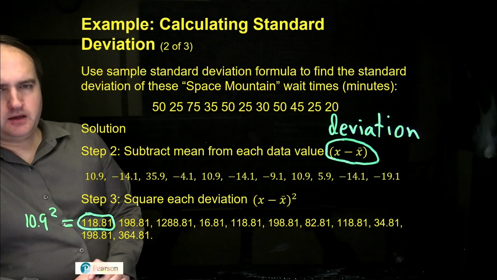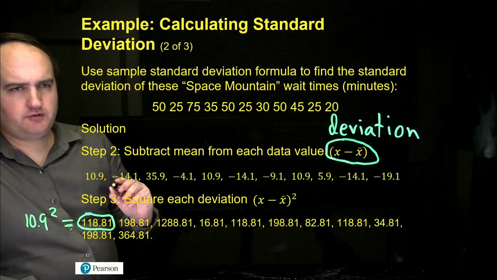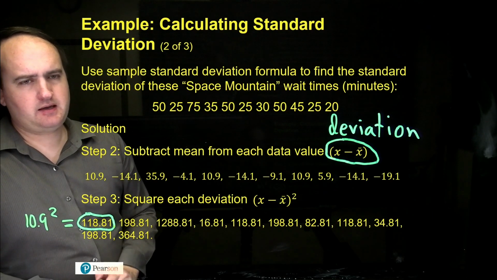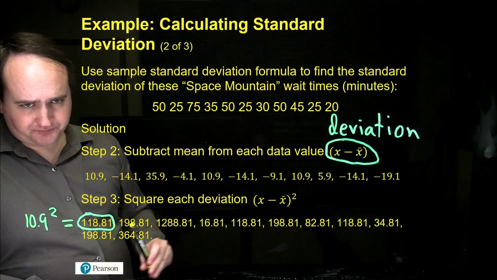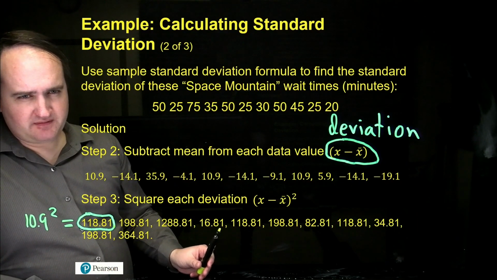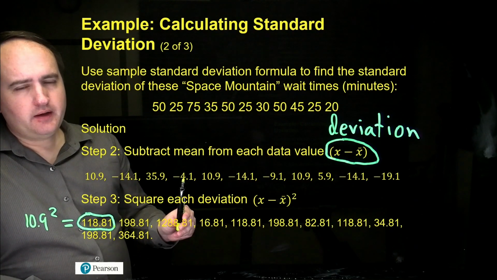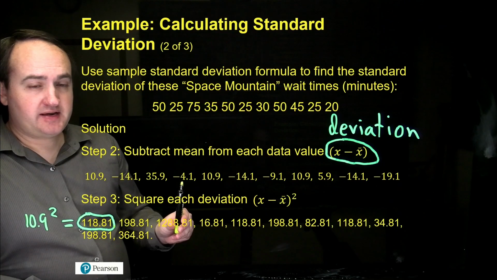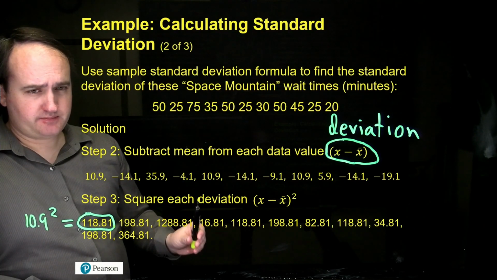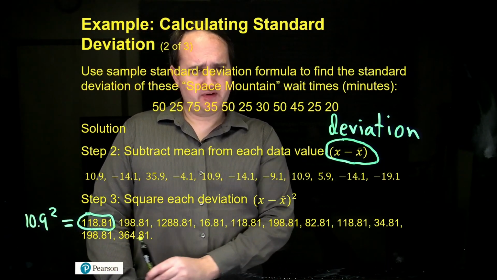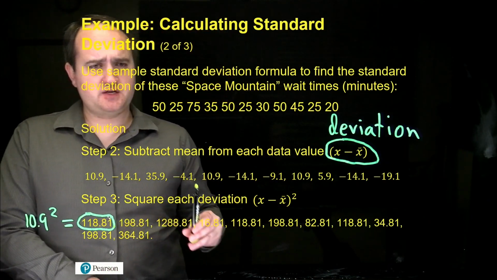And then you just continue the process for all of these data values. So for example, to get the square of the fourth deviation, you would do negative 4.1 squared. And the thing about it is when you square a negative number, it actually becomes positive. That's why all of these squares are positive numbers, even though some of the deviations were negative.